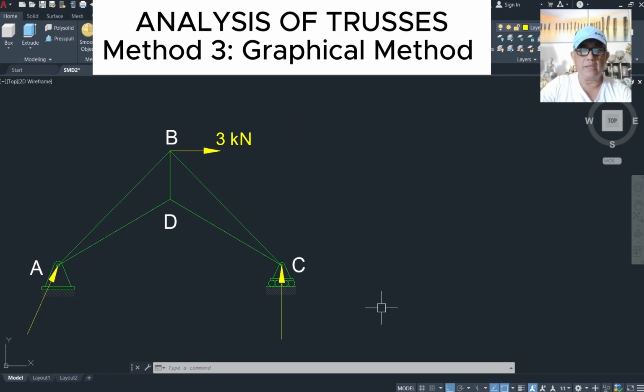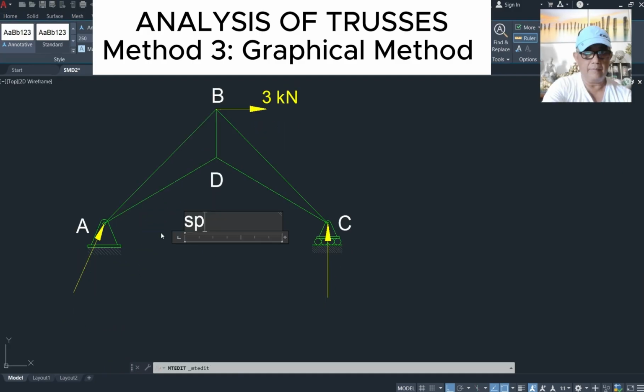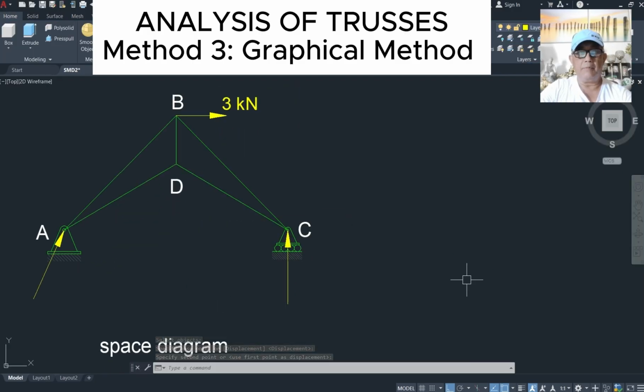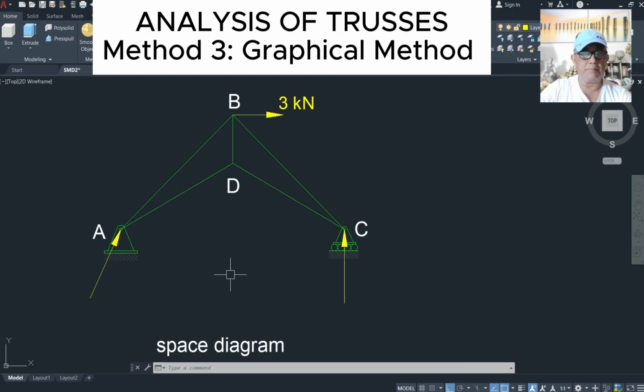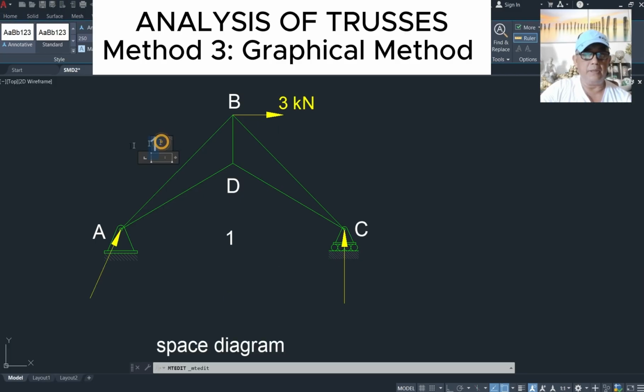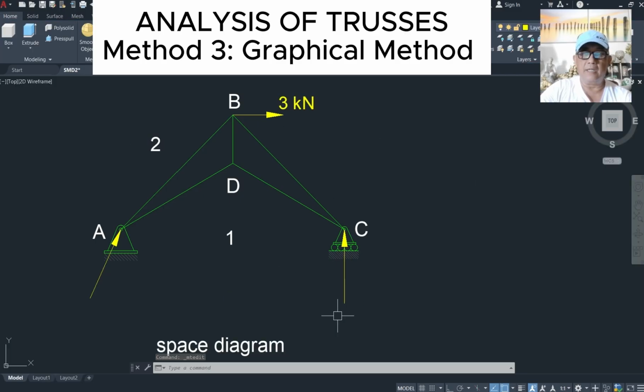First thing we need to do, by the way, this is called the space diagram. Then on the right, I am going to draw the force diagram. First, let's put a label in between each of the forces. Let's say we'll just use a number. So this number 1, in between the reactions at C and A. And between the reaction at A and this 3 kilonewton force, let's put number 2 here. And between 3 and this vertical reaction, let's put 3. So here's our labels 1, 2, 3.